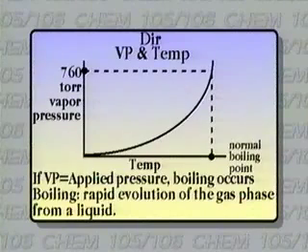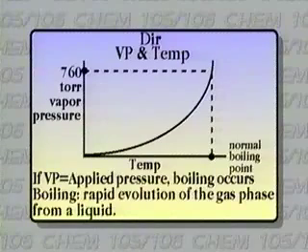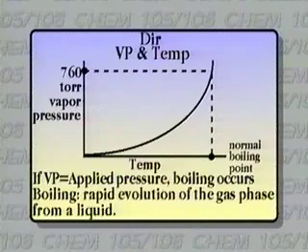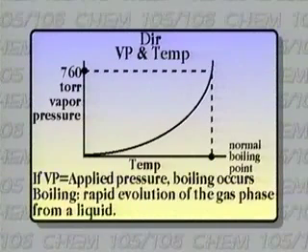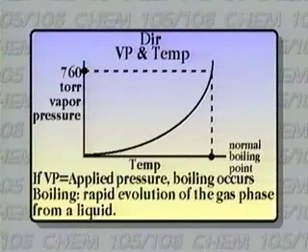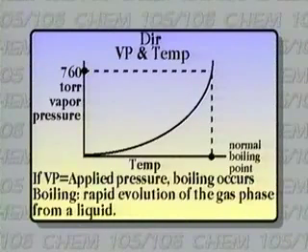Now, what do we mean, first of all, by boiling? What is boiling? Boiling is the rapid evolution of the vapor or gaseous state from a liquid. That's what boiling is. When we see water boil, it's the rapid evolution. The bubbles are full of gaseous water molecules. That's what the bubbles are that we see rising. So the rapid evolution of the gaseous phase from the liquid is referred to as boiling.